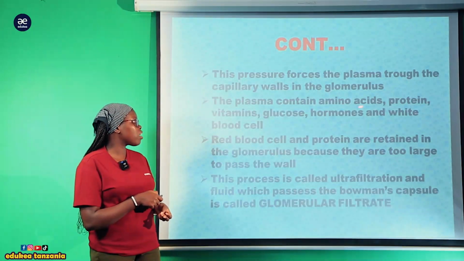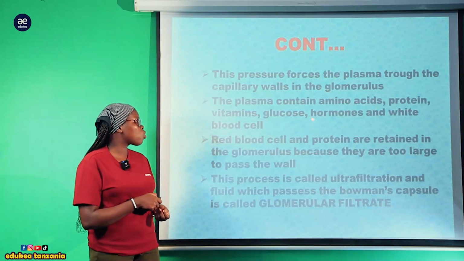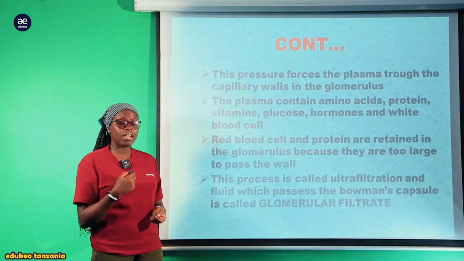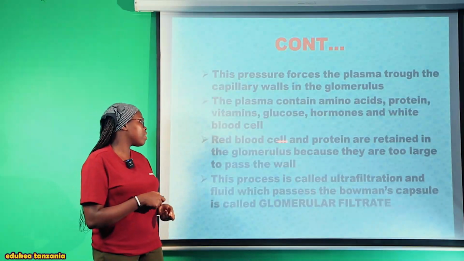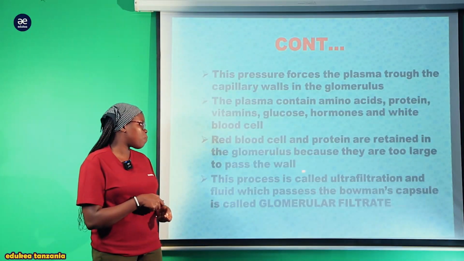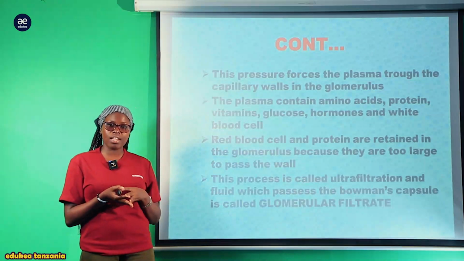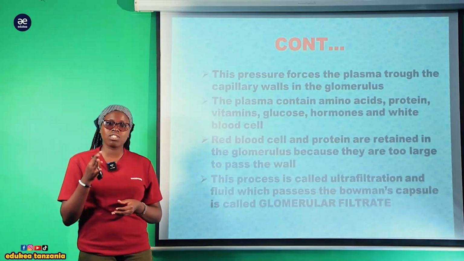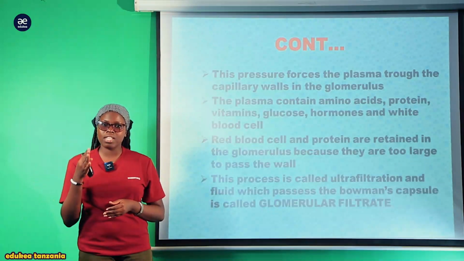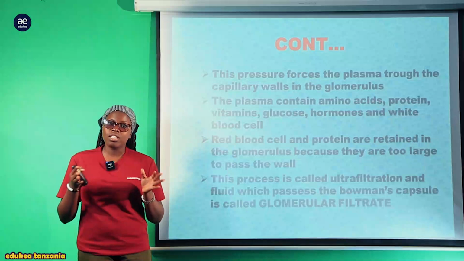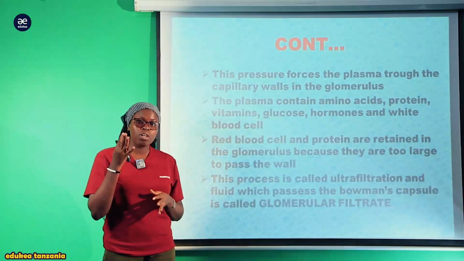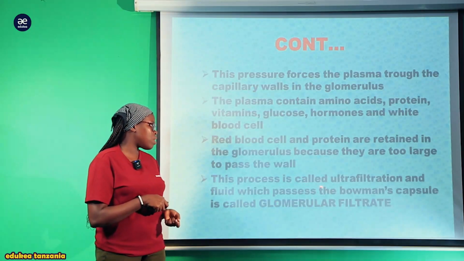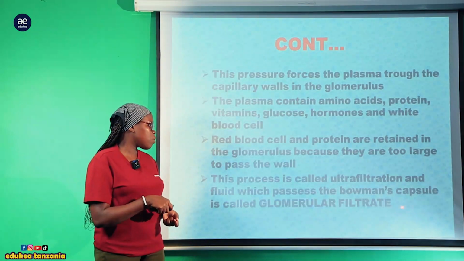Now, this pressure forces the plasma through the capillary walls in the glomeruli. Plasma contains amino acid, protein, vitamins, glucose, hormone na white blood cell. Red blood cell na protein are retained in the glomerulus because they are too large to pass the wall. Kwa zile largest, kwa mfano kuna red blood cell pamoja na protein zenyewe ni kubwa, na that's why haziwezi kupita, while others will be passing. That's why it is called ultrafiltration, meaning there is selective filtration of some substances. This process is called ultrafiltration, and the fluid which passes into the Bowman's capsule is called glomerular filtrate.